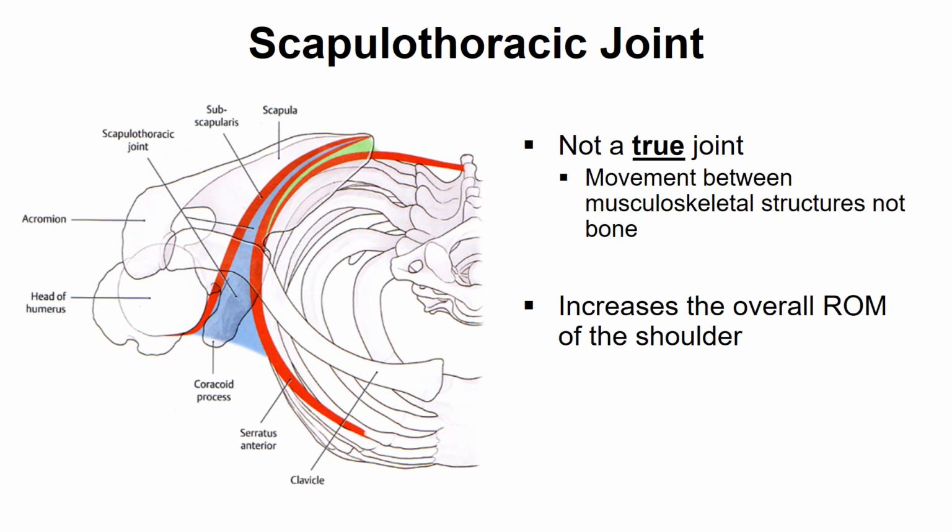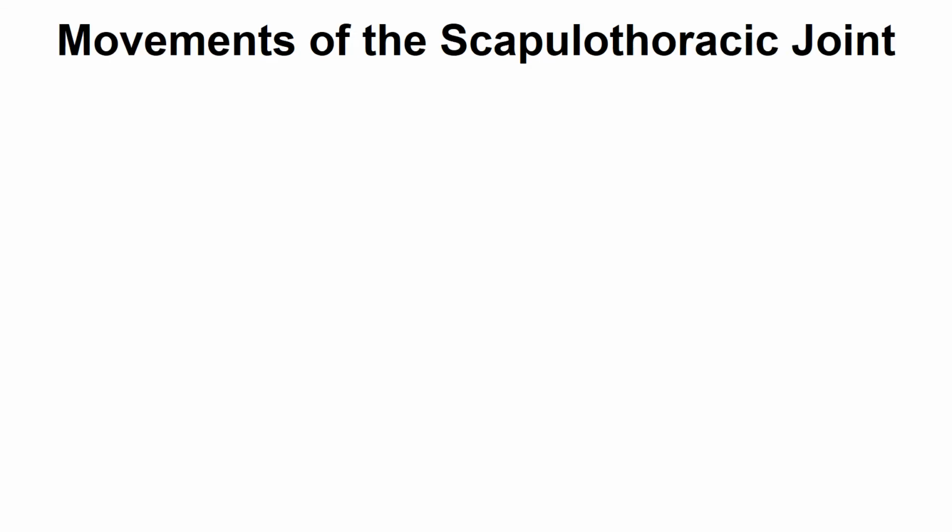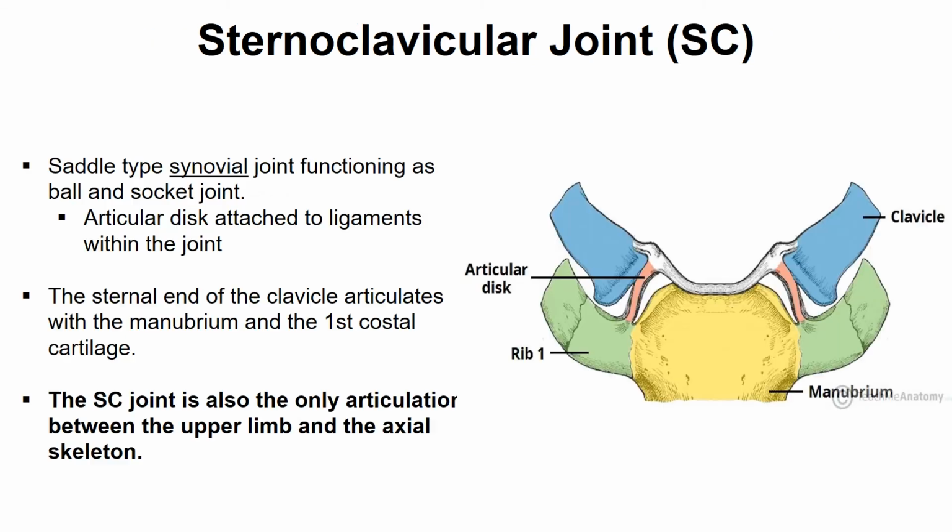So first up is the scapulothoracic joint. This is not a true joint, so it's not between a bone and a bone. This is actually between muscles. Muscles that attach to the scapula and muscles that attach to the thoracic cavity. Now, why we talk about it is because there is free movement between the scapula and the thoracic cavity, and it's very important for our range of motion, or our ROM, of our shoulder. If we don't have this joint, we are very limited in our shoulder motion. So the scapulothoracic joint can do several motions.